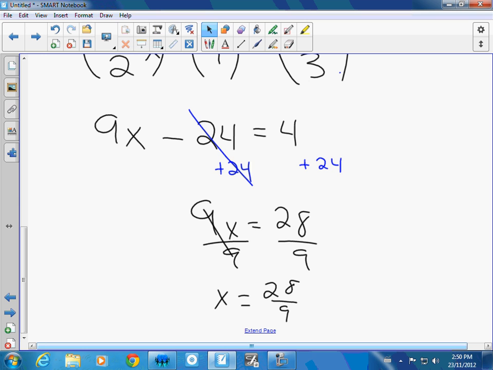So what do you get? 3.11111. So what's more accurate, 28 over 9 or 3.11111111111? Well, no, obviously. Can you put 3.1111 into your calculator? No. Can you put 28 over 9 in your calculator? Yes. Guys, it's always better to leave it as a fraction more than a repeating decimal.